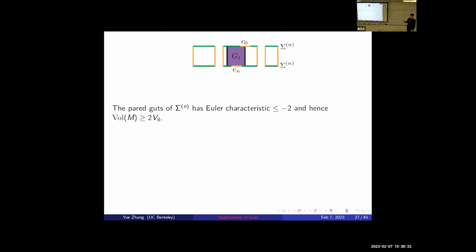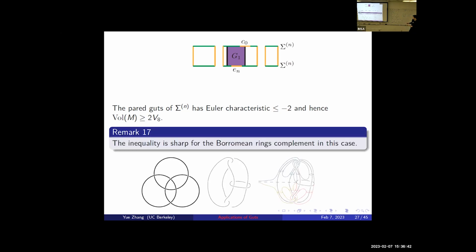This is a similar technique that Ian used in his paper to prove the minimum volume of a hyperbolic manifold with two cusps. I just want to point out that the inequality is sharp for the Borromean rings complement in this case. The volume of the Borromean rings complement is 2V8, and it's exactly the case that we discussed.